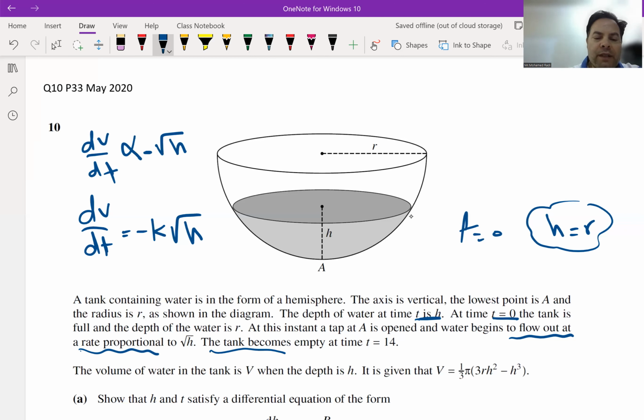The tank becomes empty when t is equal to 14. This is another piece of information. When t is equal to 14, the tank becomes empty, meaning V is 0, so the height will be 0.